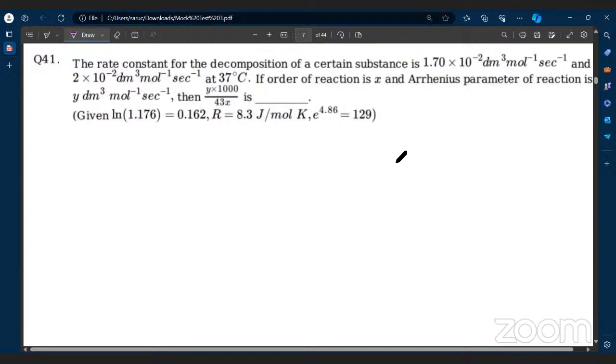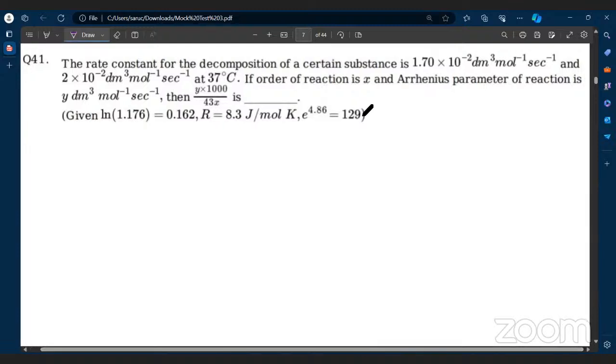So what is given in the question is the rate constant for the decomposition of a certain substance, 1.7 into 10 power minus 2 and 2 into 10 power minus 2, at 37 degrees Celsius. If the order of reaction is X and the Arrhenius parameter is Y, you have to calculate this Y. So what is Y? You have to calculate the Arrhenius parameter, you have to calculate the order and then substitute over here to get the answer. Okay, so now moving with order.